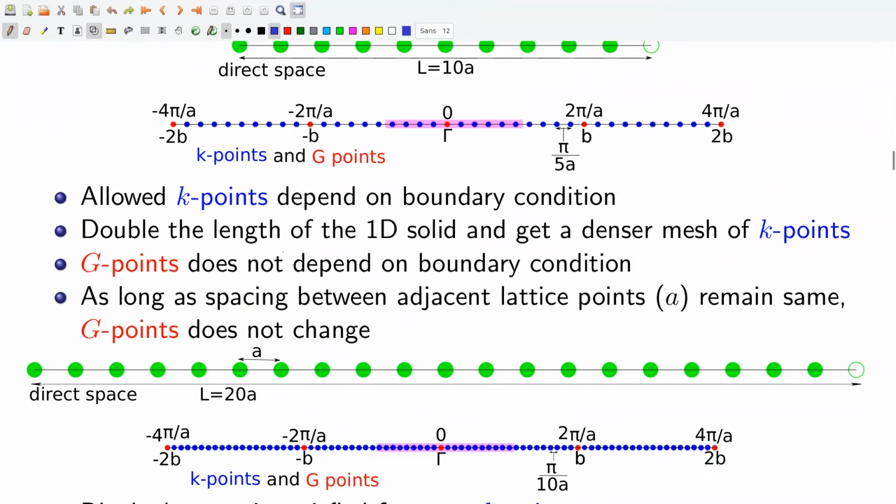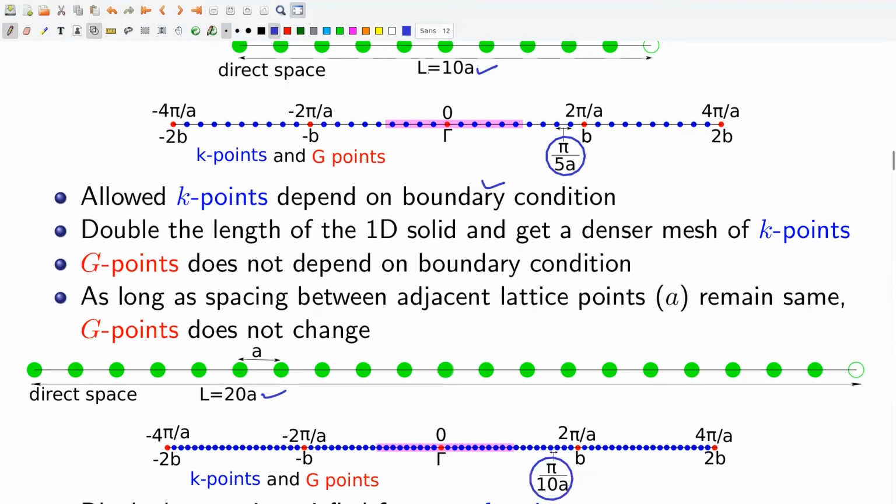Note that both k points and G points belong to the reciprocal space. Let us clearly understand their difference. Allowed k points depend on the boundary condition. If we double the length of the solid, we get a denser mesh of k points. For example, if we increase the length from 10a to 20a, as shown here, distance between two adjacent k points decreases by a factor of 2.